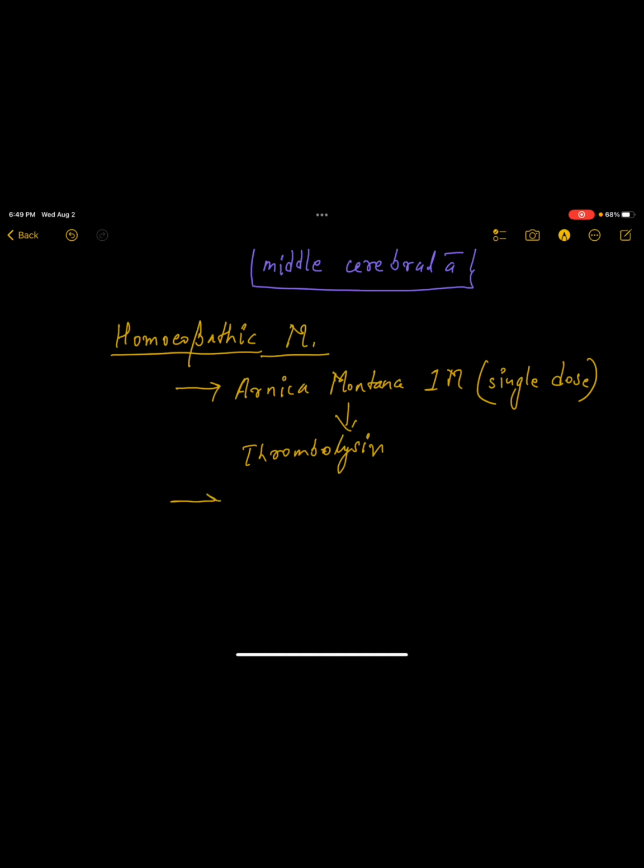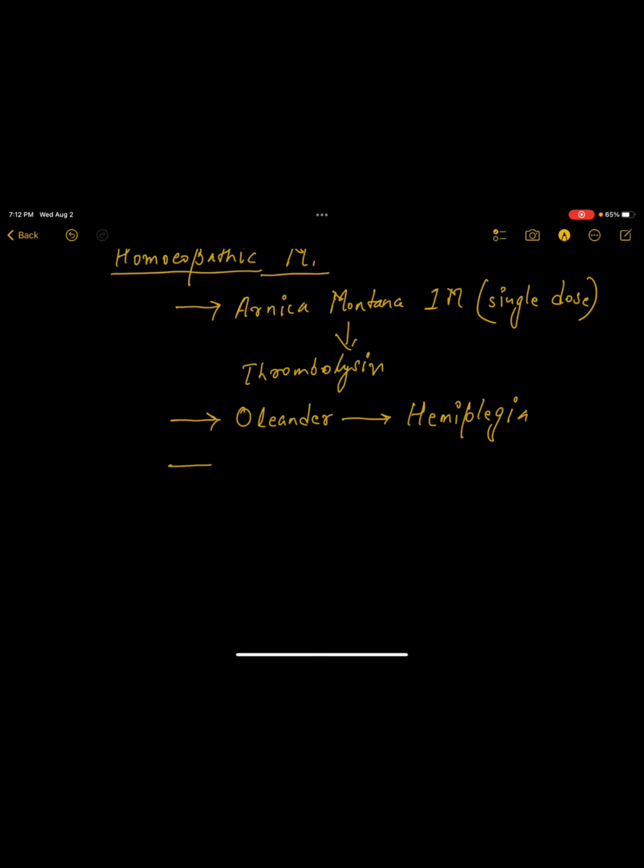And the second homeopathic medicine we can prescribe is Oleander. Oleander works wonders in cases of hemiplegia. Irrespective of any side, left or right, we can prescribe Oleander. There is one more medicine for hemiplegia, and that is Xanthoxylum fraxineum. It is for paralysis, that is hemiplegia, and mainly left side.